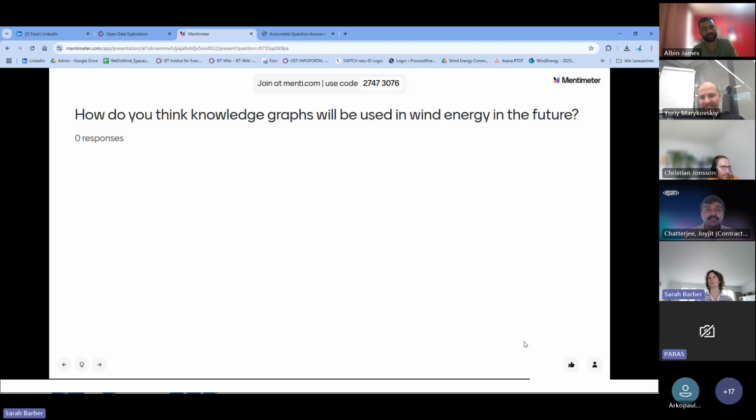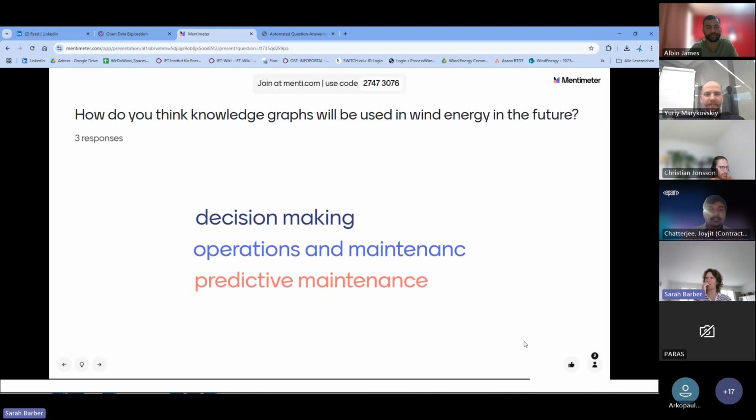And then final question. How do you think knowledge graphs will be used in wind energy in the future? So I think we've got a word cloud here. You just put some keywords in, like O&M or whatever. The O&M is one I can think of. Decision making, predictive maintenance.